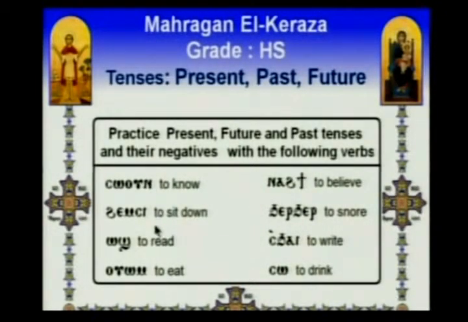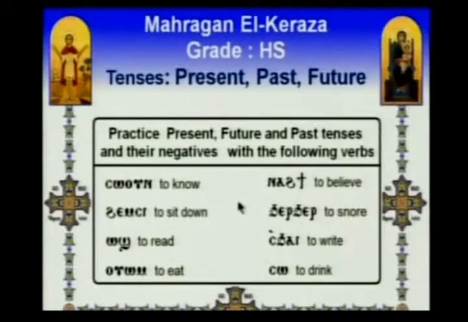And you apply this to all these verbs: su'un, to know; hemsi, to sit down; osh, to read; o'om, to eat; nahti, to believe; khel khel, to snore; eskhai, to write; and so, to drink. This needs from you an effort to go over all the different forms: I, we, you, he, she, and so on.